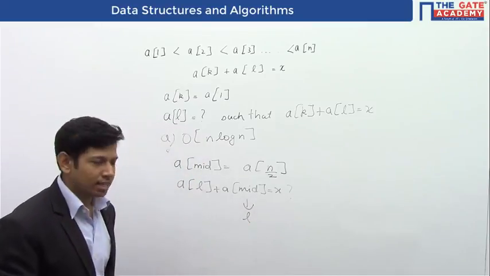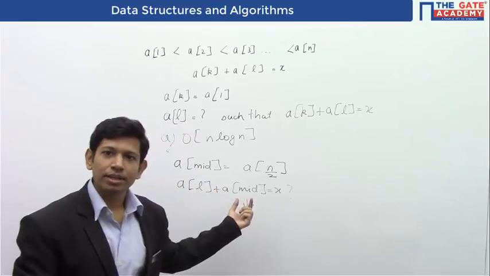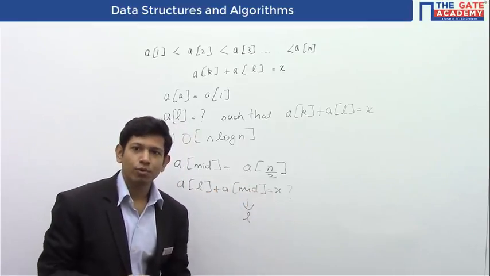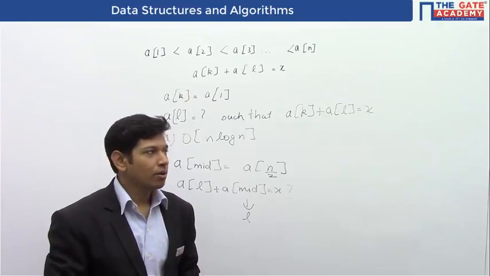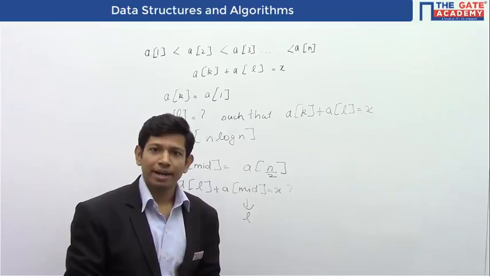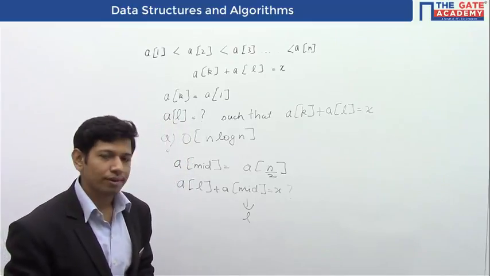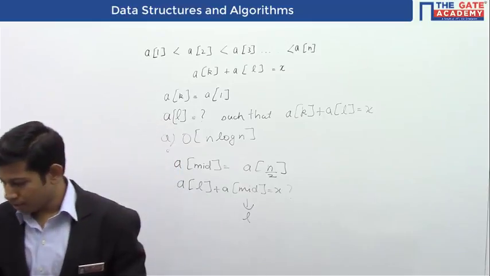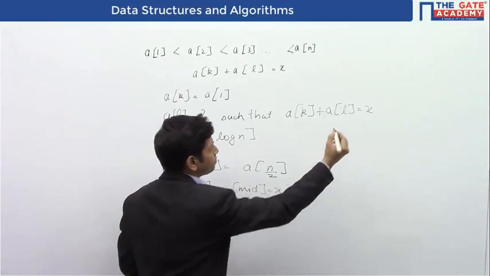But in case a of mid and a of k do not add up to x, then what do we have to do? Since we are using the divide and conquer paradigm, we have to divide it into two parts. In the divide and conquer paradigm, we have three steps or three stages to solve any divide and conquer problem. What are these three stages? First is divide.